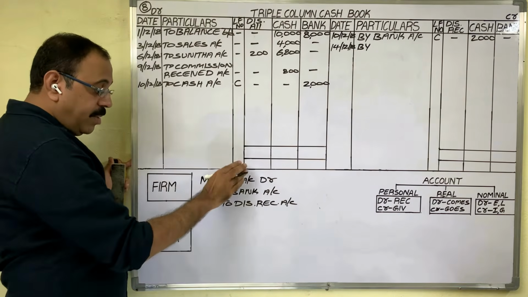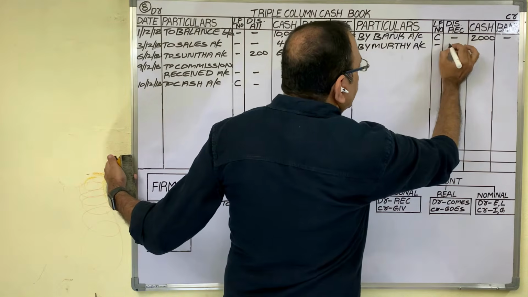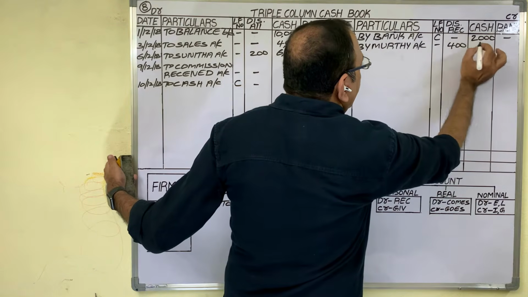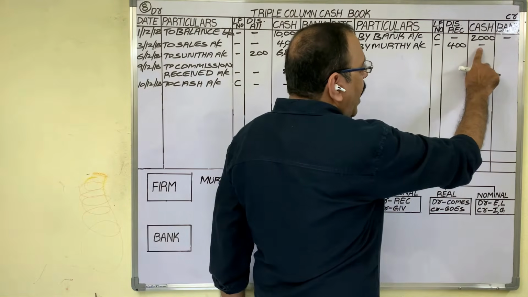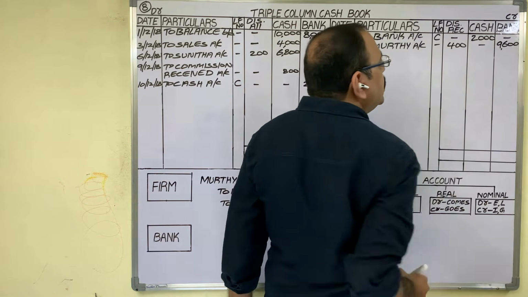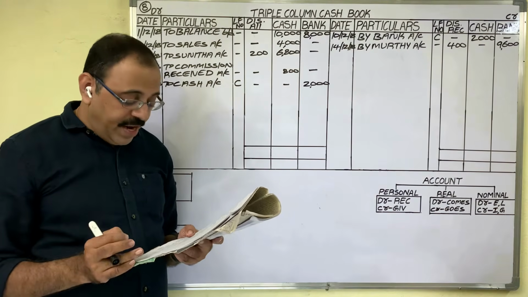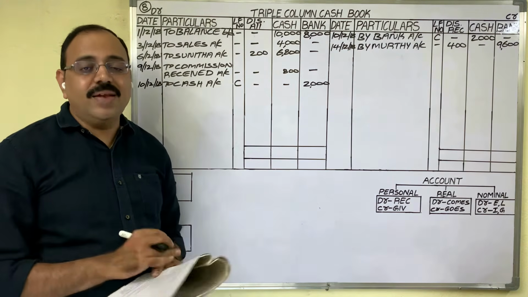On the other side, the debit side, we wrote Murthy account. Now write down that discount amount, 400. As we wrote bank account, don't write the amount in the cash column, write it in the bank column, 9,600. On 17th date, withdrawn cash from bank for office use 1800.